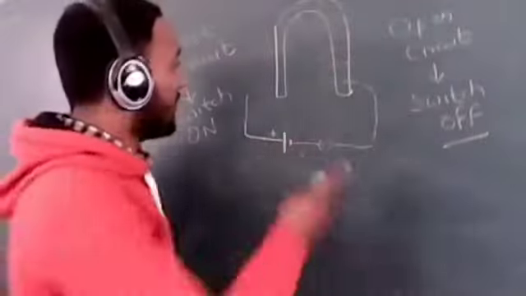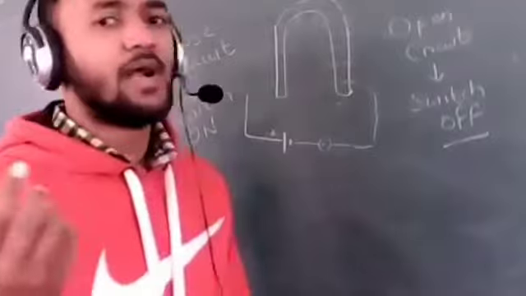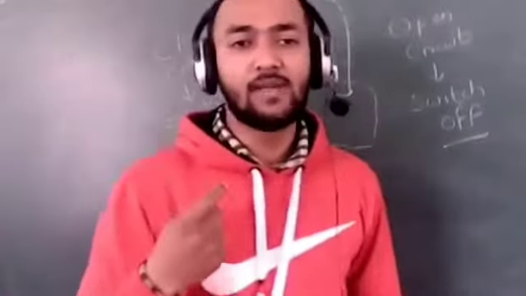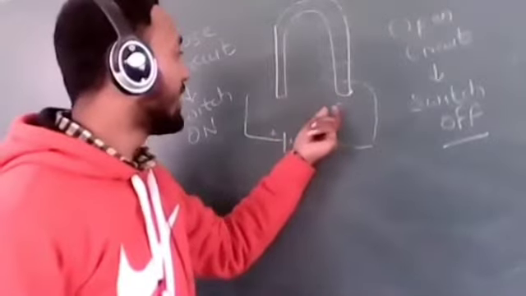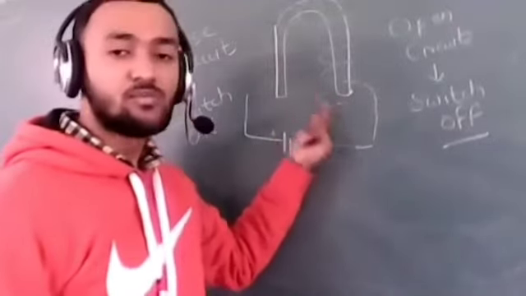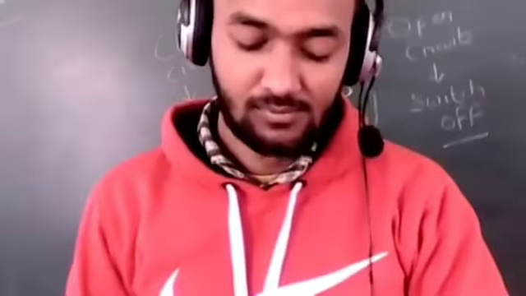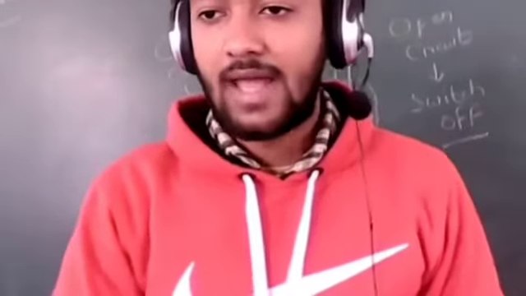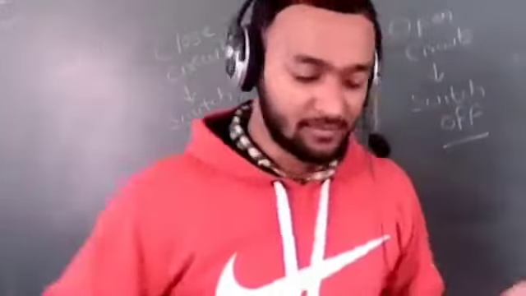Now when you bring some iron pin or iron needle, something like this magnetic material, what happens? You will observe that this soft iron core will attract the magnetic material, and this proves that it is a magnet. And which magnet? Electromagnet. And electromagnet is a temporary magnet.